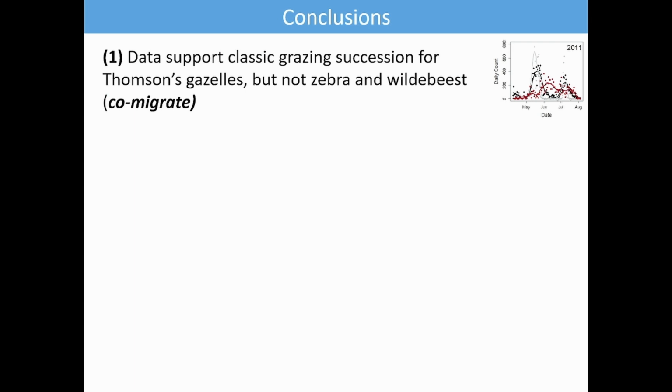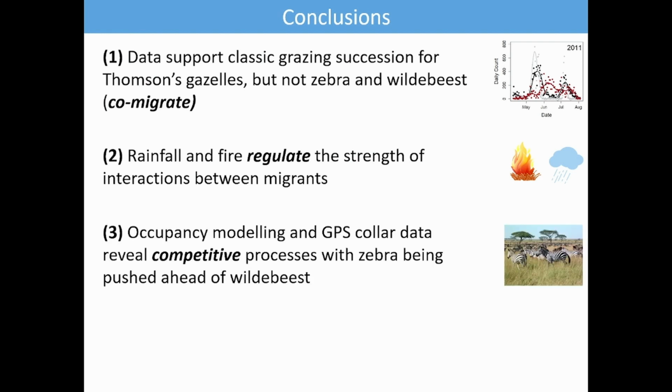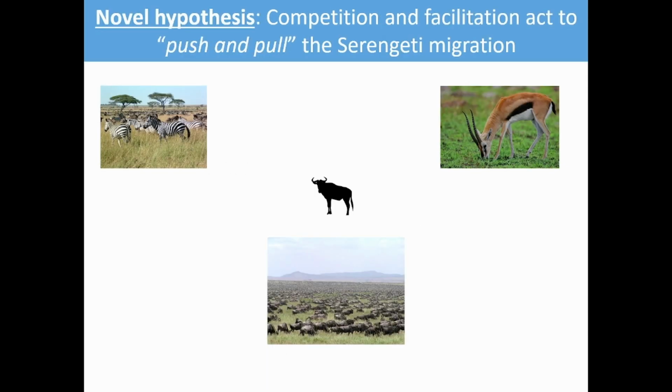All right, so what are the conclusions? The data support classic grazing succession for Thompson's gazelles, but not at all for wildebeest and zebra, which tend to co-migrate. Rainfall and fire regulate the strength of interactions between these migrants across years. Occupancy and GPS collar data reveal competitive processes with zebra being pushed ahead of wildebeest. And then finally, diet data suggests competition between large herbivores and facilitation between zebra and wildebeest, and then the smaller Thompson's gazelles.